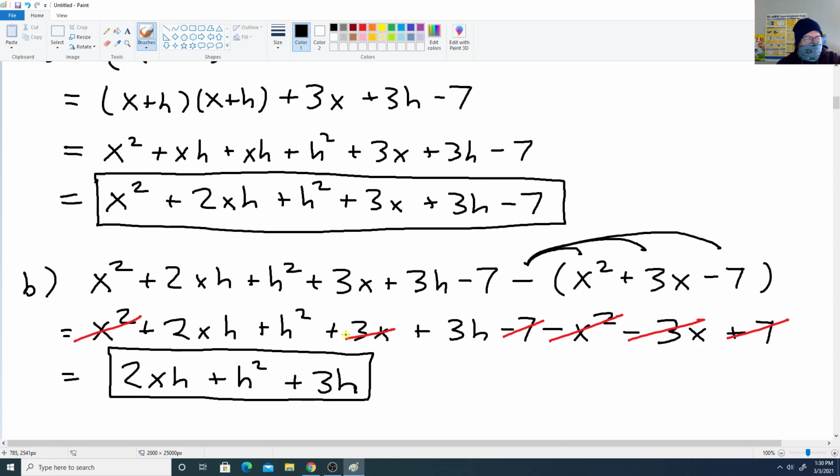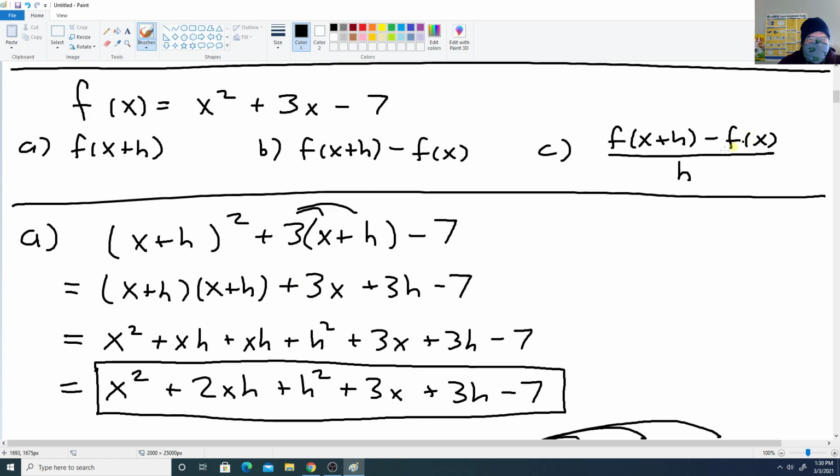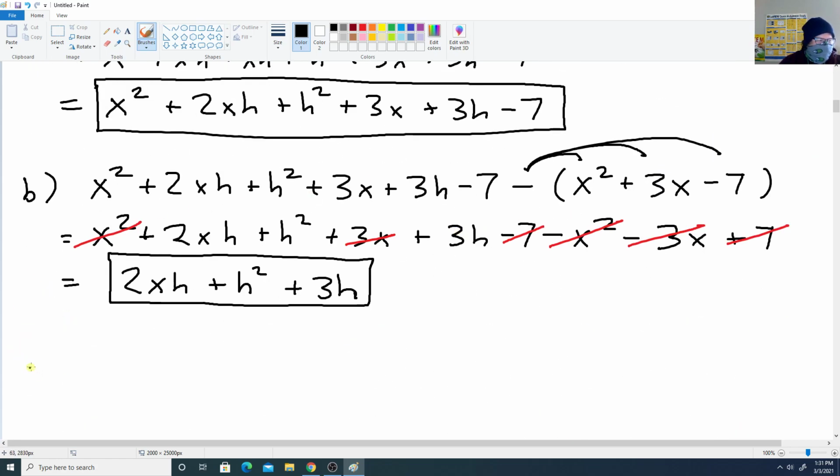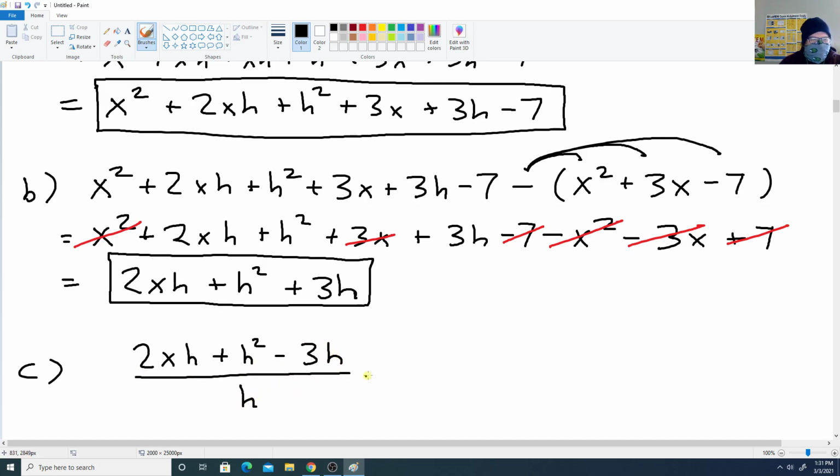Okay. Then part C wants us to take f of x plus h minus f of x, which we've just calculated in part B, and divide it by h. So what part C says to do is take your part B answer, which represents f of x plus h minus f of x, all that over h, and divide it all by h. So when we do that, the h down here cancels with, you have to knock off an h in each of the top terms here. So this h cancels, and all the top terms need to be knocked down one h.